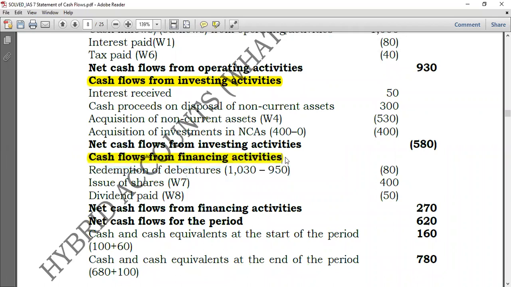Usually after obtaining all these cash flows, you sum them all to obtain the net cash flows for the period, and after having the net cash flows for the period, you add it to the cash and cash equivalents at the start of the period. If you sum net cash flows for the period and the cash equivalents at the start of the period, you should arrive at the cash and cash equivalents at the end of the period.